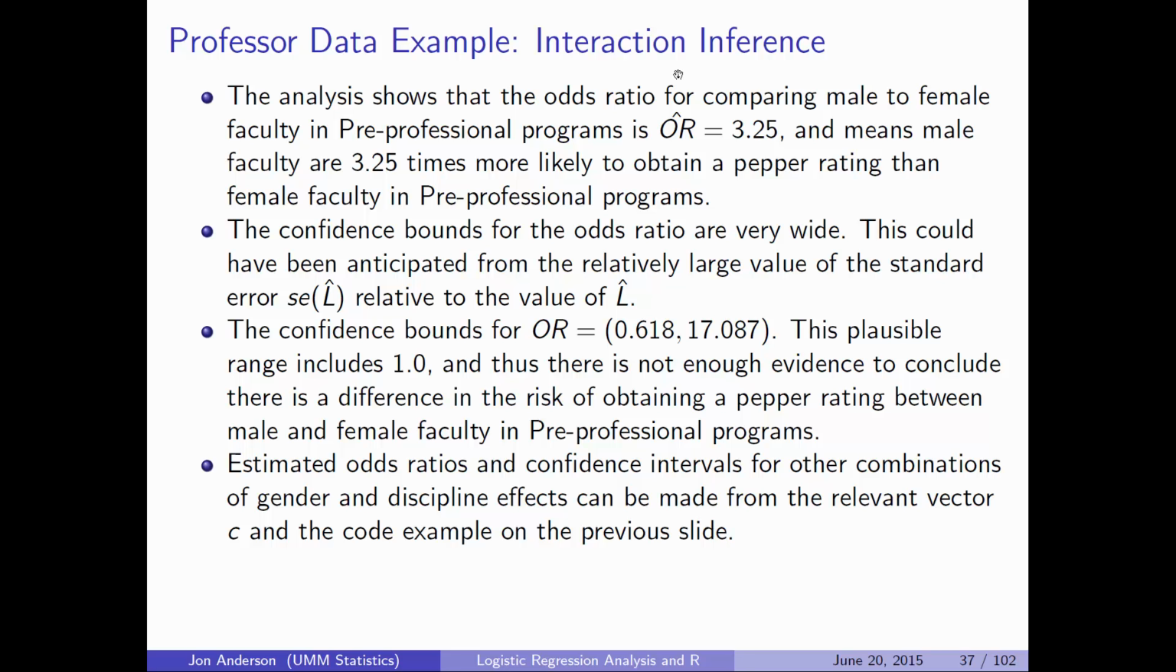However, when you look at the confidence bounds, the confidence interval for the odds ratio includes 1. So it is not statistically clear that males have higher risk than female faculty in pre-professional programs. And this would be how you'd be able to describe interacting effects. You need to talk about the male against female gender effect at a fixed level of discipline.